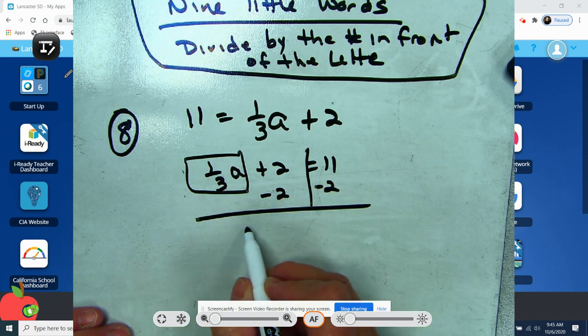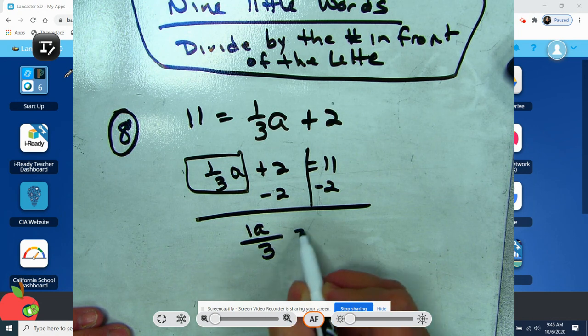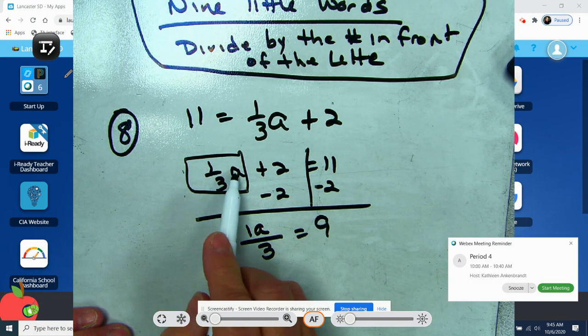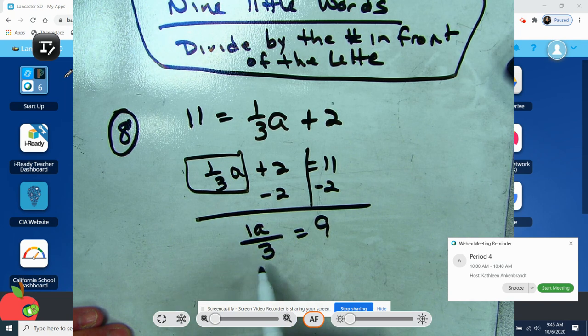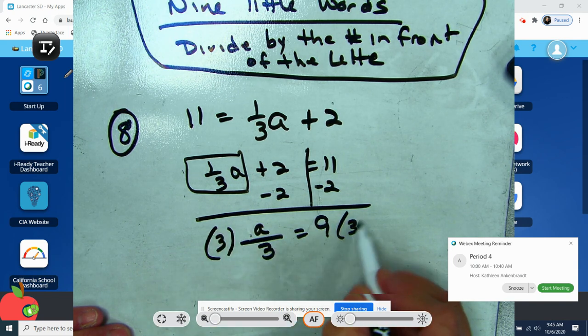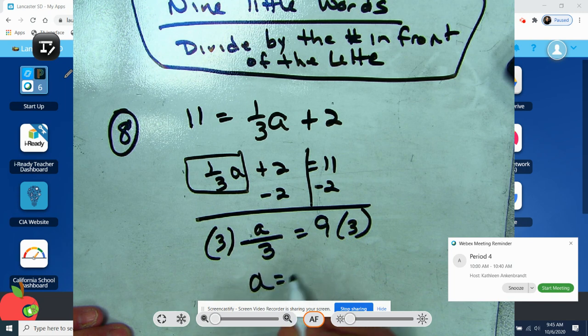So I have 1a over 3 equals 9, because 1 times a is a, and 3 times 1 is 3. So I could do this. Why would I do this? Because now I know I'm going to divide. I'm dividing by 3, so I'm going to multiply by 3. Had you flipped this over, you still would have gotten 3. Either way you look at it.